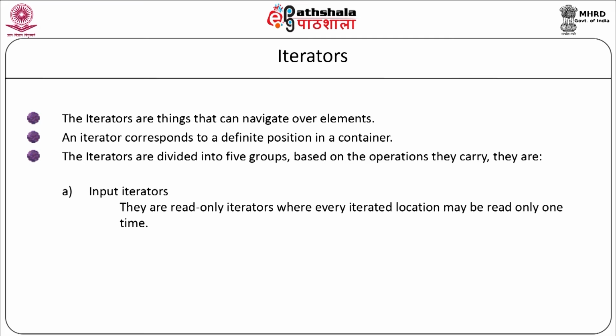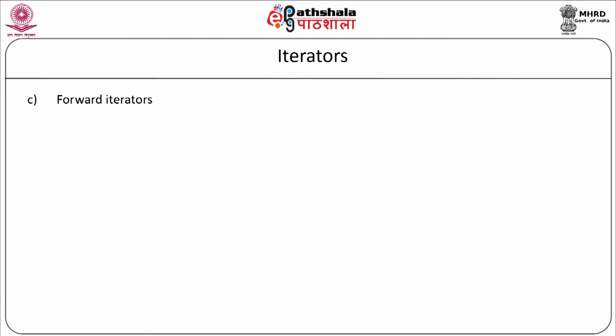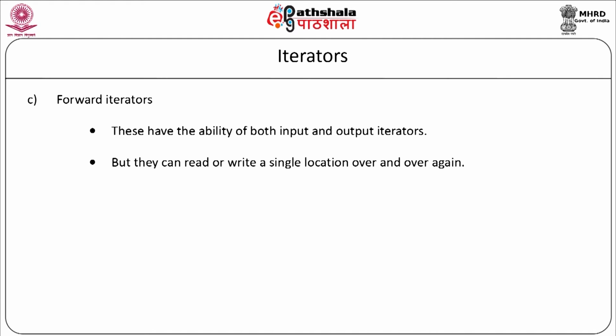Input iterators, they are read only iterators where every iterated location may be read only one time. Output iterators, these are write only iterators where every iterated location may be written only one time. Forward iterators, they have the ability of both input and output iterators, but they can read or write a single location over and over again. They can move only in forward direction.